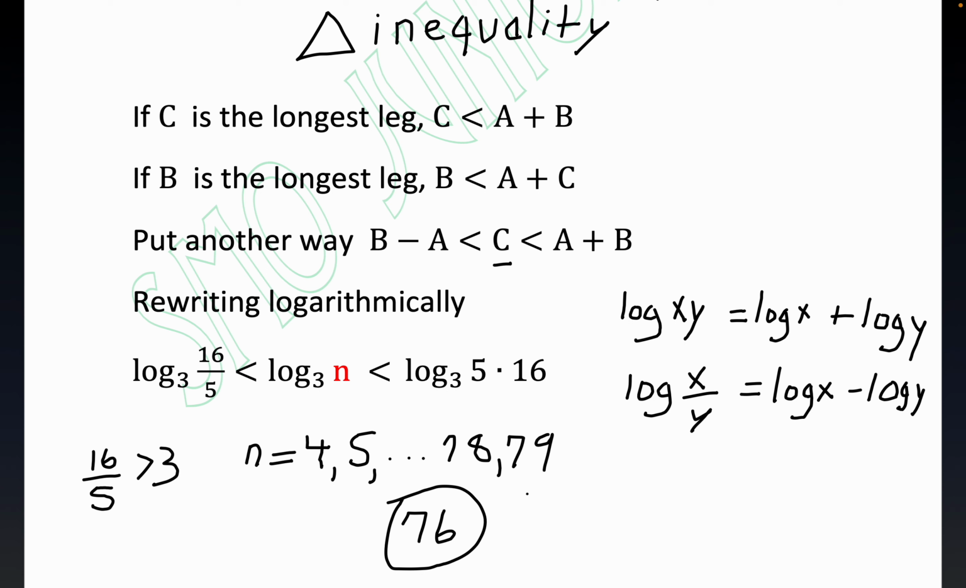Okay, and again, what I did is I just did 79 minus 4, and then I added 1, right? Because it's just a counting principle, right? 79 minus 4 plus 1 would be the actual count, the actual number of values of n.